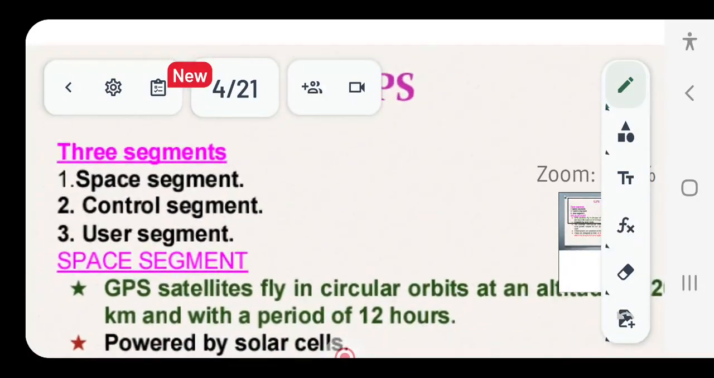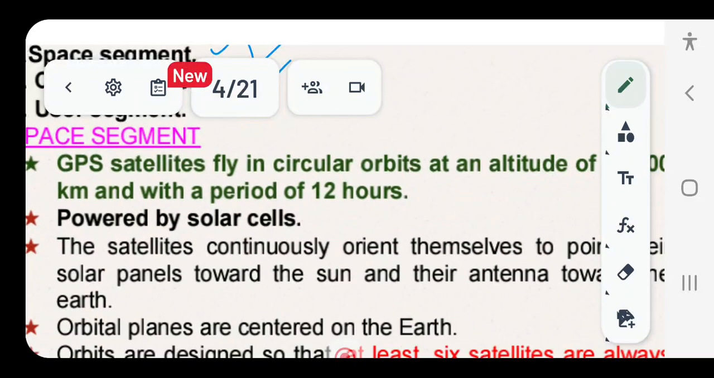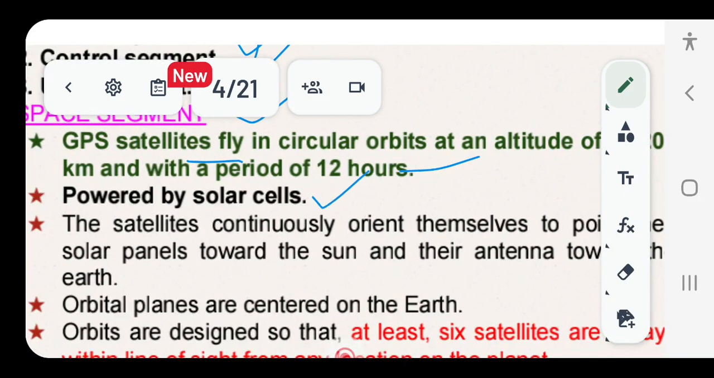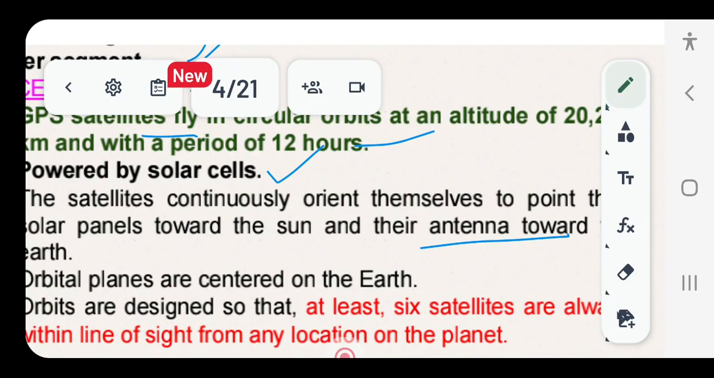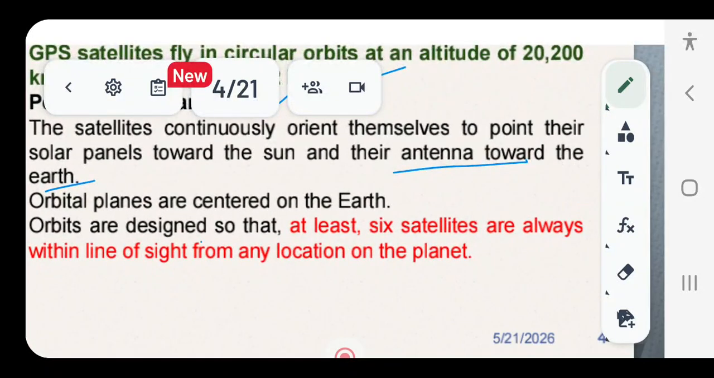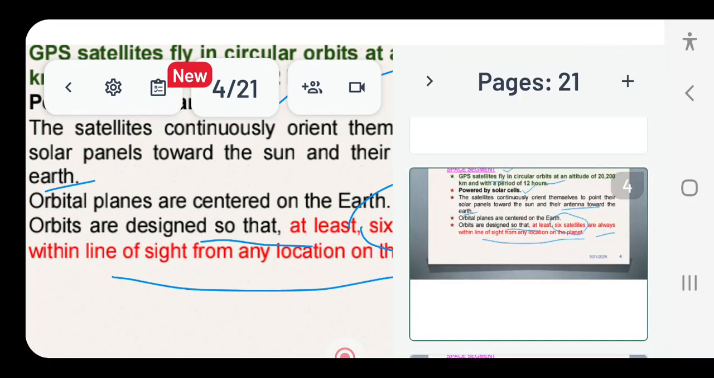The GPS scheme actually has 3 segments: space segment, control segment and user segment. Space segment is nothing but the satellite section where GPS satellites are flying in circular orbits, and they are powered by solar cells, and their antennas point towards the Earth. Orbits are so designed that at least 6 satellites are always kept within line of sight from any location on the planet.